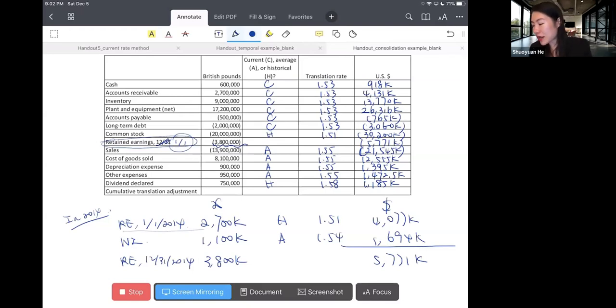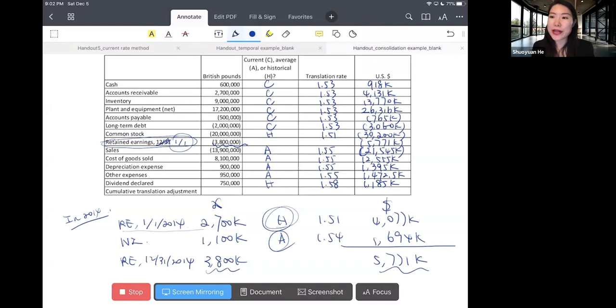And they are usually applied a different rate, like net income is applied the average rate. And if the firm paid out dividend, we should apply the historic rate to dividend, the historic rate at whenever the dividend was paid out. So that's why when we translate ending retained earning, it is usually the result of all of those.